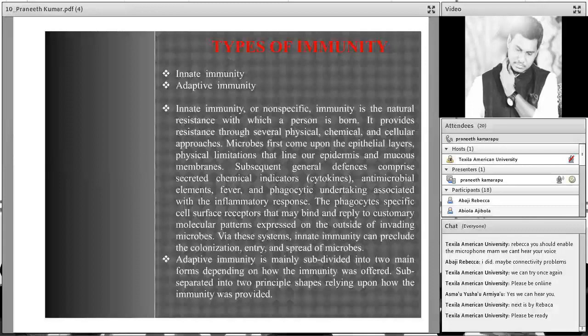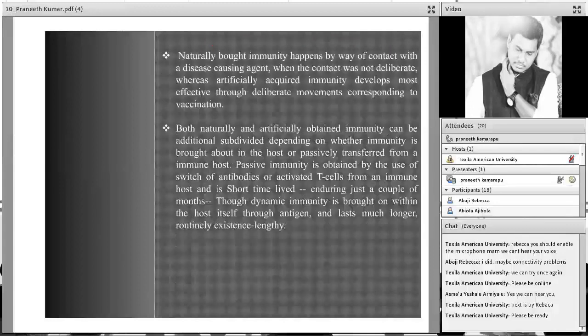Next, adaptive immunity is mainly subdivided into two main forms depending on how the immunity was afforded. Naturally acquired immunity happens by way of contact with the disease-causing agent when the contact was not deliberate, whereas artificially acquired immunity develops only through deliberate actions such as vaccination.